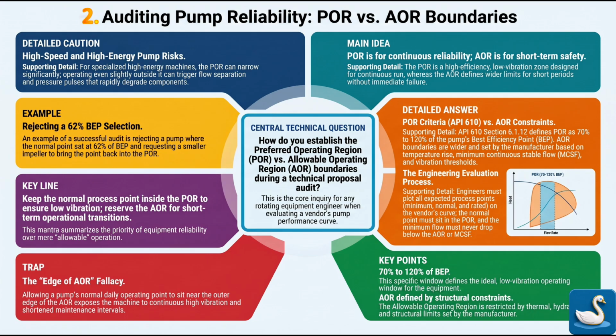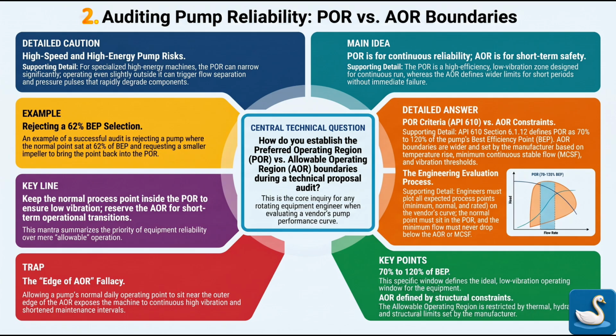Right. For heavily loaded machines, operating even slightly outside a specifically narrowed POR can trigger immediate flow separation within the impeller channels. This flow separation generates severe pressure pulses, essentially acoustic hammering, that can rapidly destroy mechanical components. You cannot blindly apply the standard rule to a high-energy machine without rigorously verifying the aerodynamic stability of the impeller design at those extremes.